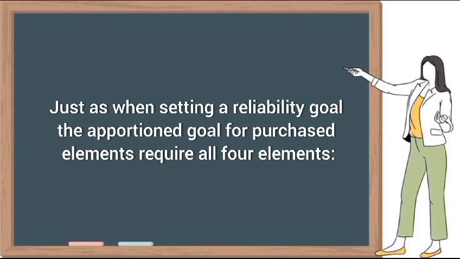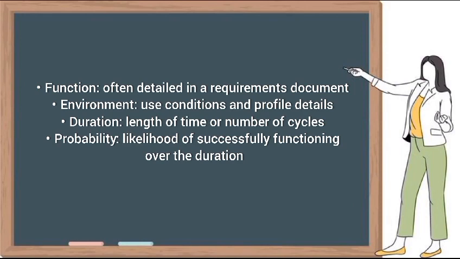Just as when setting a reliability goal, the apportioned goal for purchased elements requires all four elements. Function, often detailed in a requirements document. Environment, use conditions and profile details. Duration, length of time or number of cycles. Probability, likelihood of successfully functioning over the duration.